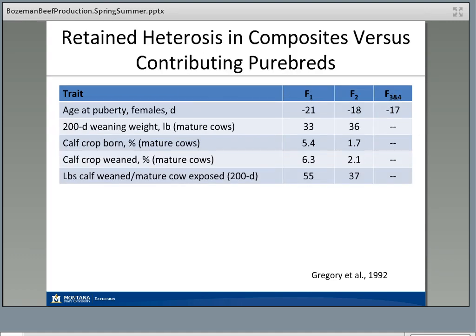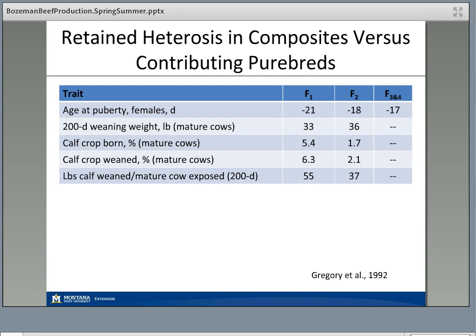I often hear about how terribly complicated crossbreeding is, which I think is not true. But say that you just think it's too complicated to figure that out. Well, maybe you could use a composite. A SimAngus bull, for example, would be an example of a composite breed.